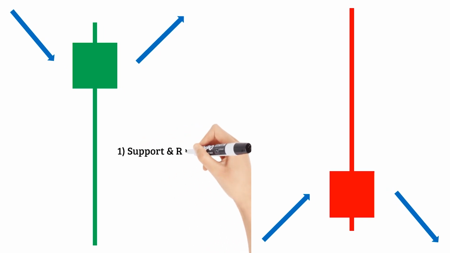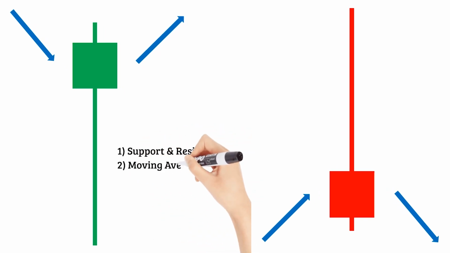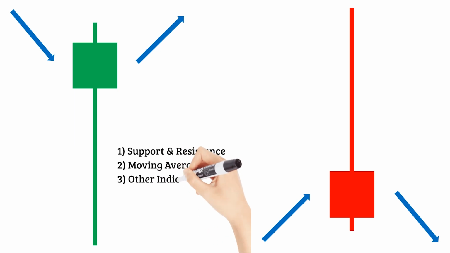Now, just because you see a hammer, that doesn't mean the trend will reverse immediately. When you combine the hammer candlestick pattern with support and resistance, moving averages and different indicators, then there is a higher probability of trend reversal.